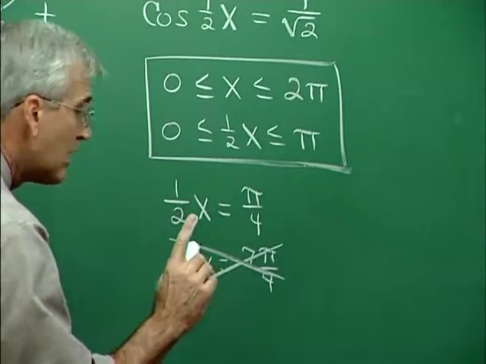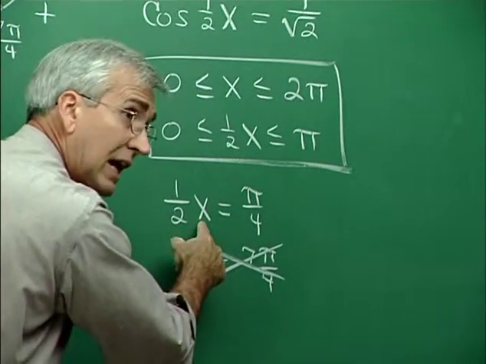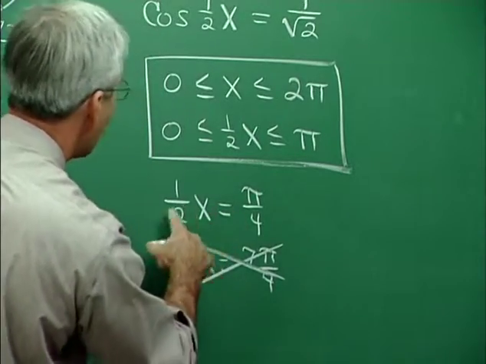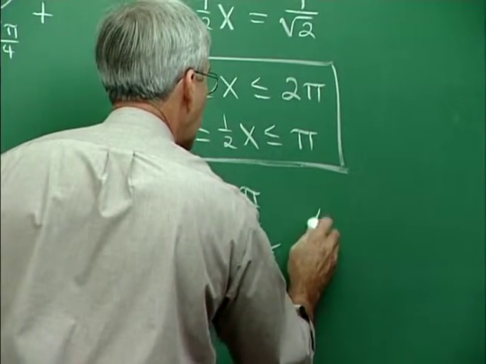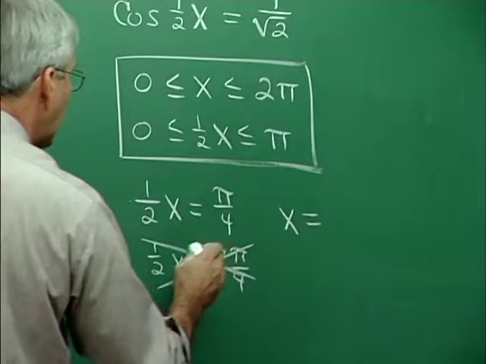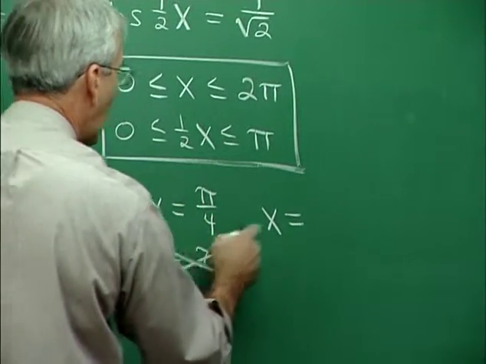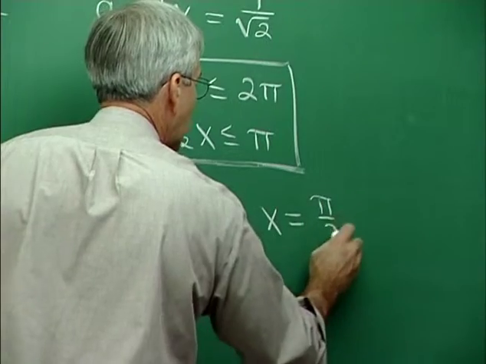But we're not finished, because we want the value of x, not the value of 1/2 x. So if I multiply by 2 on both sides, I find x to be equal to 2 pi over 4, which is simply pi over 2.